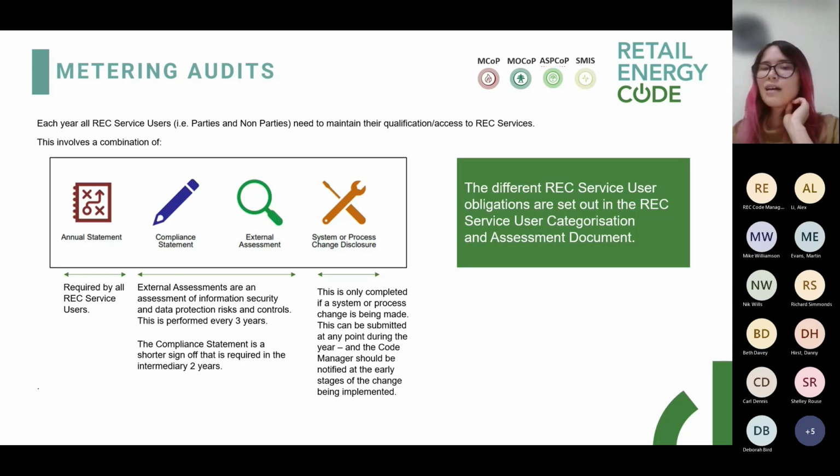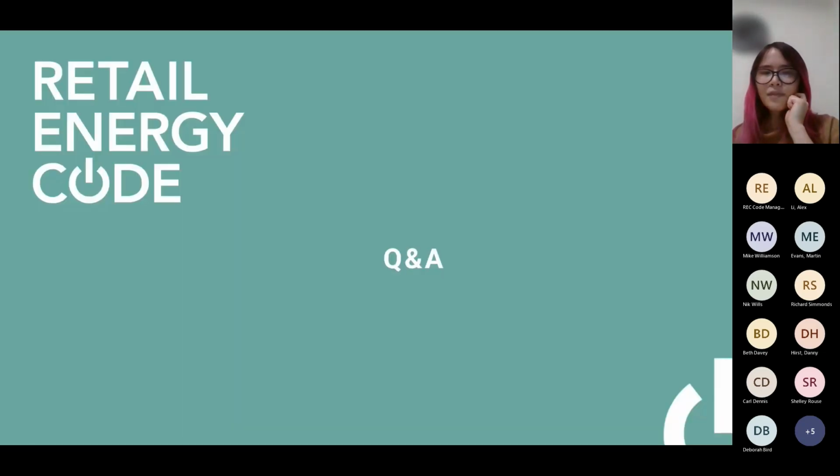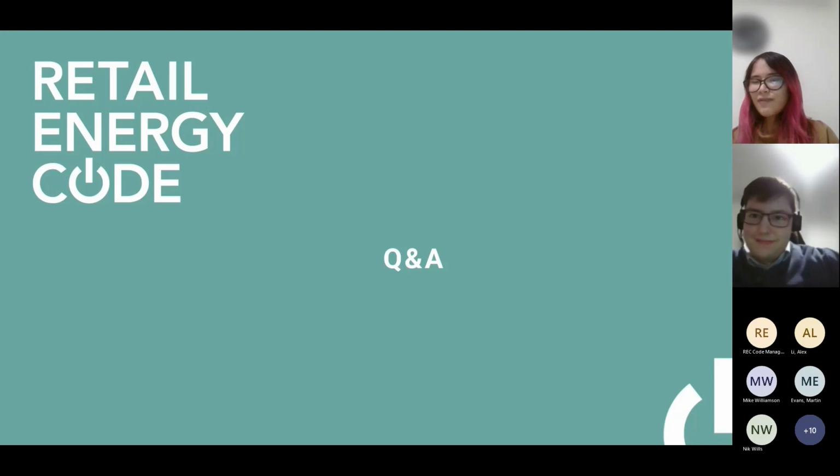And again, as written on the slide, if you do want to know the different obligations against your user category, it's covered in the REC Service User Categorization and Assessment document that can be found on the REC portal. So that covers off maintenance of qualification. And if we go through to the next slide, this takes us into Q&A. So I'll hand back over to Amy if she wants to field any questions our way.